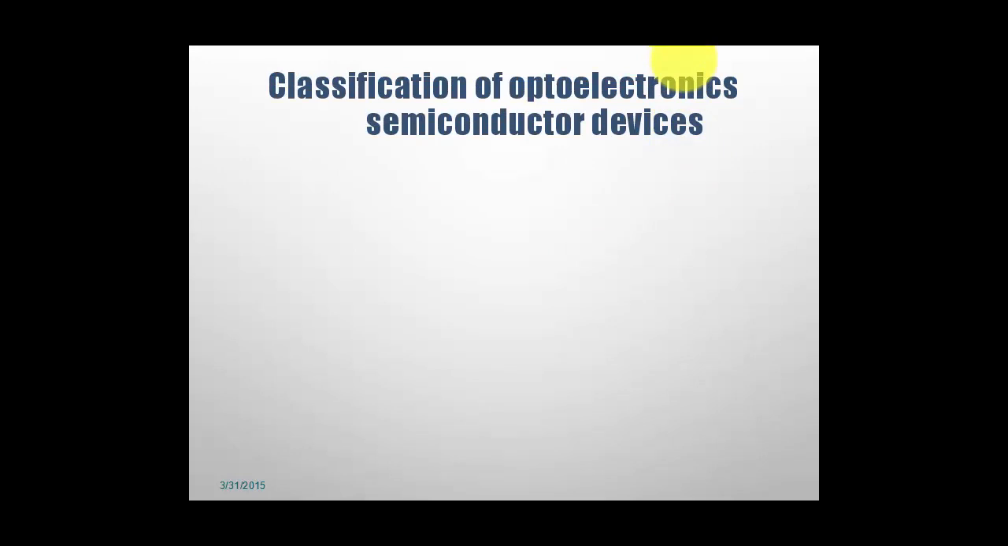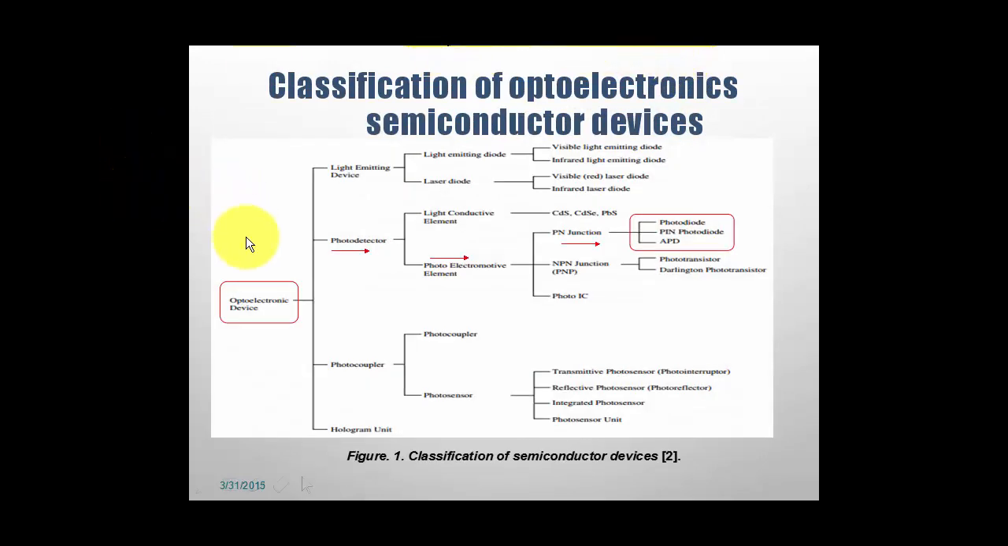Classification of optoelectronic semiconductor devices. Optoelectronic devices are classified into LEDs, photodetectors, photocouplers, and holograms. Our concern is with the photodetector. Photodetectors are classified into two types: photoconductive elements and photoelectromotive elements. Within the photoelectromotive elements, we are going to discuss the p-n junction. The rest of the two are the NPN junction and photo ICs. But our main concentration will be on the photodiode, PIN photodiode and avalanche photodiode.